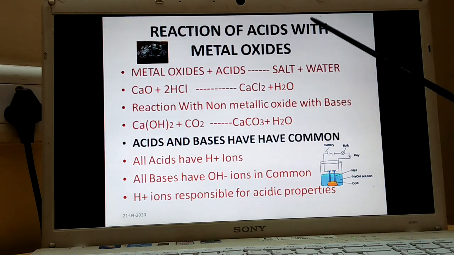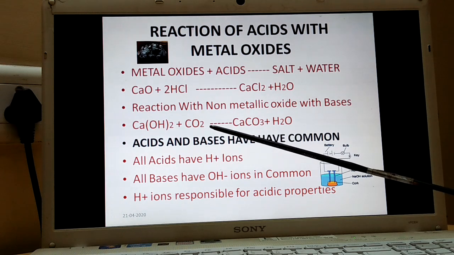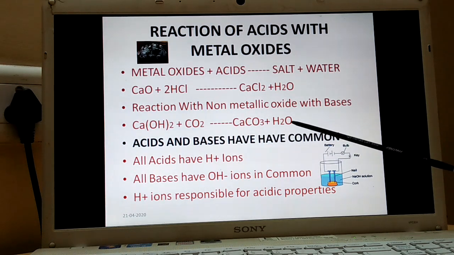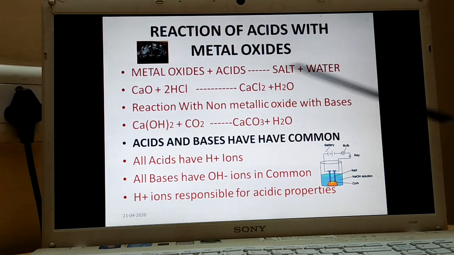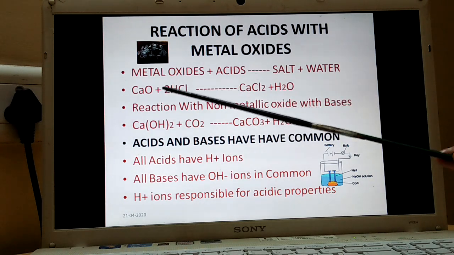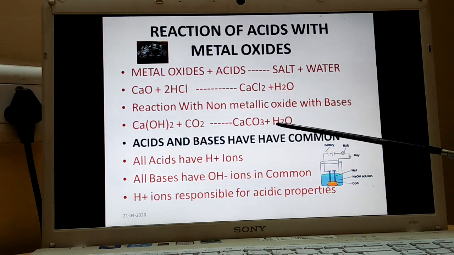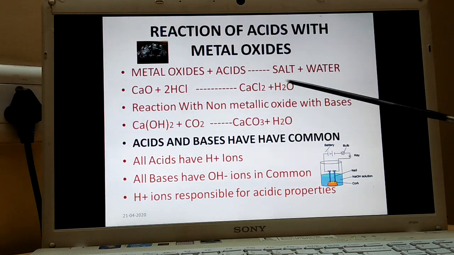So we can say whenever acids are made to react with metal oxides, salt and water are formed. Similarly, when non-metallic oxides are made to react with bases, again salt and water are formed. So you should learn these equations in words as well as in the form of symbols and formulas. That is, calcium oxide and calcium hydroxide, when made to react with acid or base, always provide salt and water.